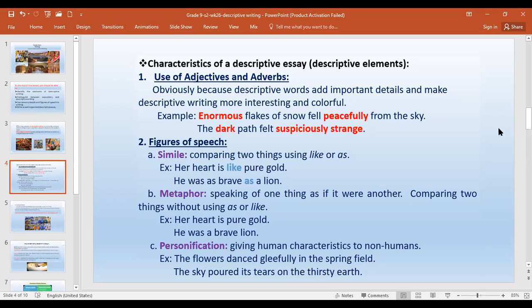Obviously, because descriptive words add important details and make descriptive writing more interesting and colorful. Okay, let's make 2 example sentences. Yes, Sarah.